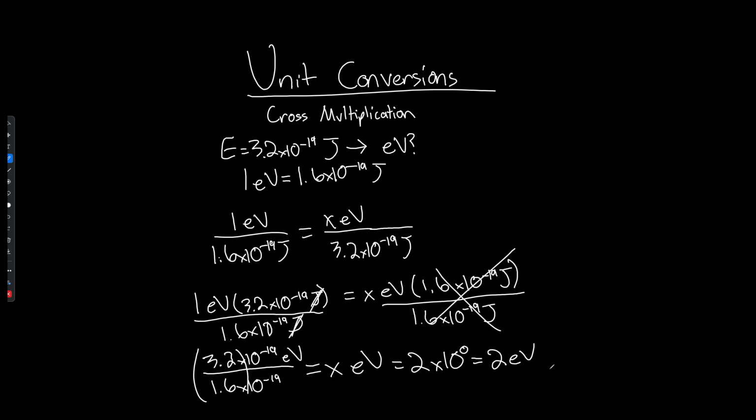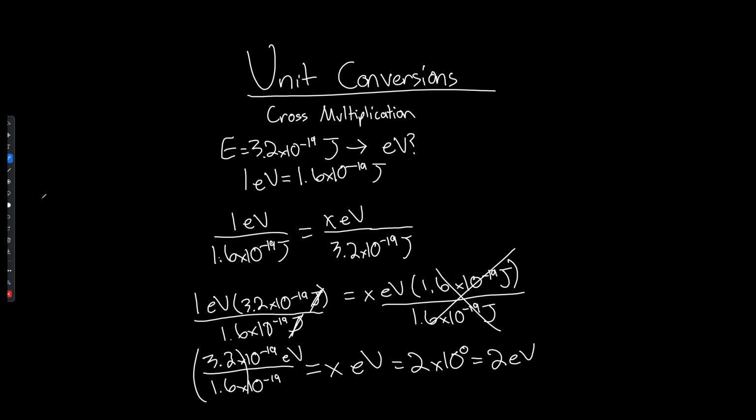So from there, if they gave you the voltage, you could go through and solve for how many electrons would comprise those 2 electron volts. But basically that's it. That's all you need to do for unit conversions. Just set up cross multiplication where on one side you have the conversion and on the other side you have what you were given in order to actually solve for whatever new value you're looking for.